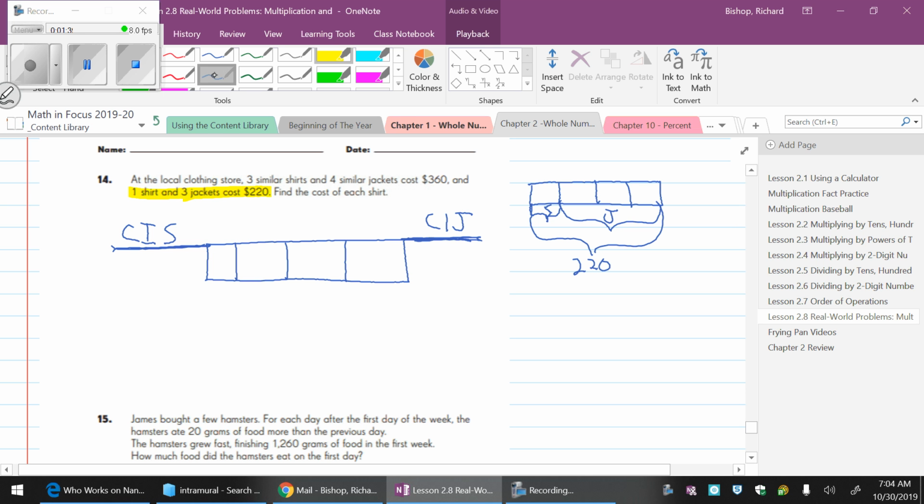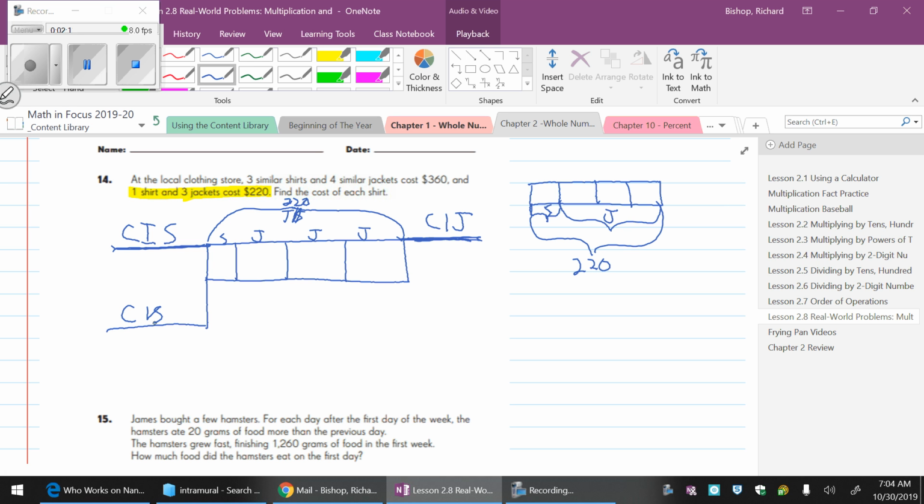Now, that's this smaller one. That total amount there is $220. Total cost, total money for 1 shirt and 3 jackets. Okay. Now down below we have a larger amount. So we're going to still have my clothing items of shirts over here to begin with, and then we're going to get our jackets in.